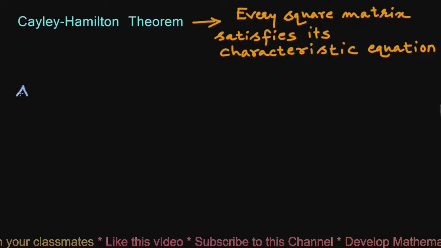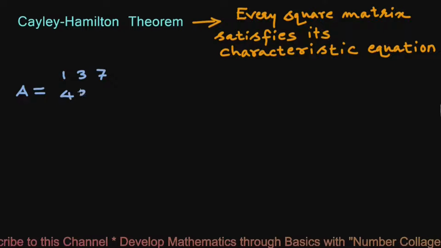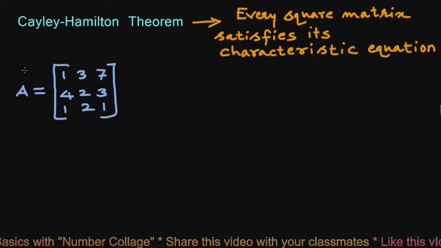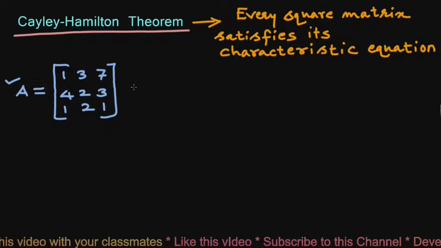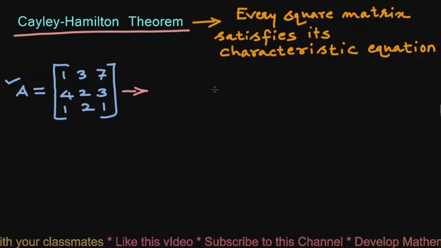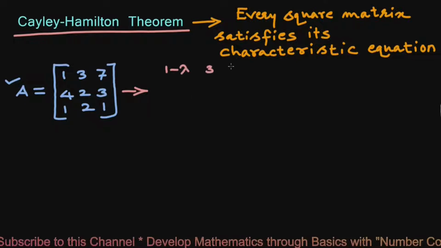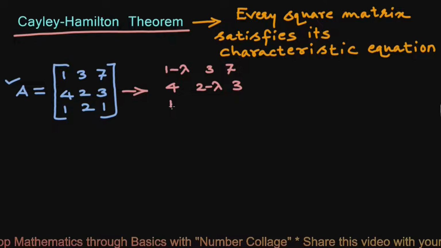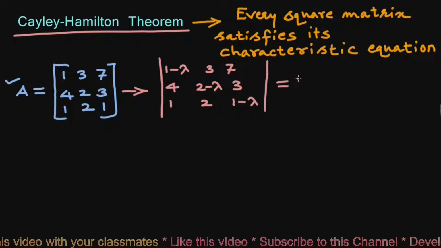We are given a matrix A: [1 3 7; 4 2 3; 1 2 1]. We will verify whether matrix A satisfies Cayley Hamilton theorem. First, we will write its characteristic equation. That will be the determinant of [1 minus lambda, 3, 7; 4, 2 minus lambda, 3; 1, 2, 1 minus lambda] equals 0.